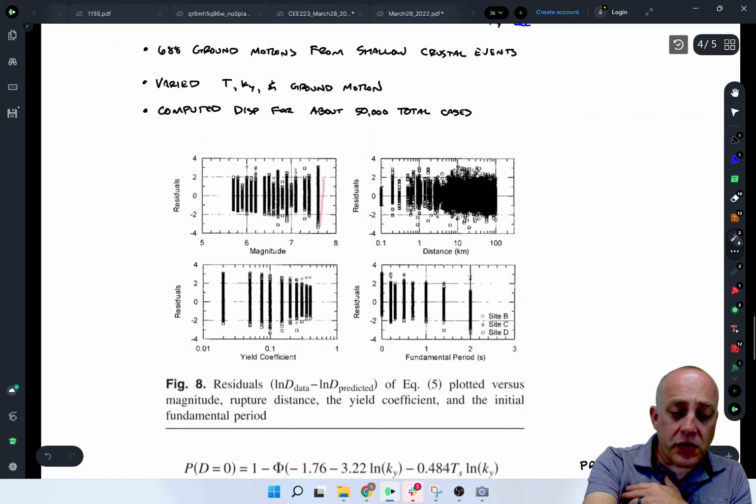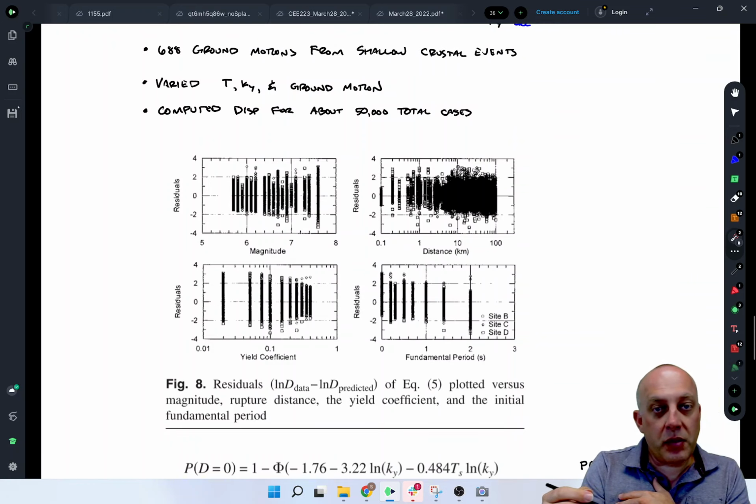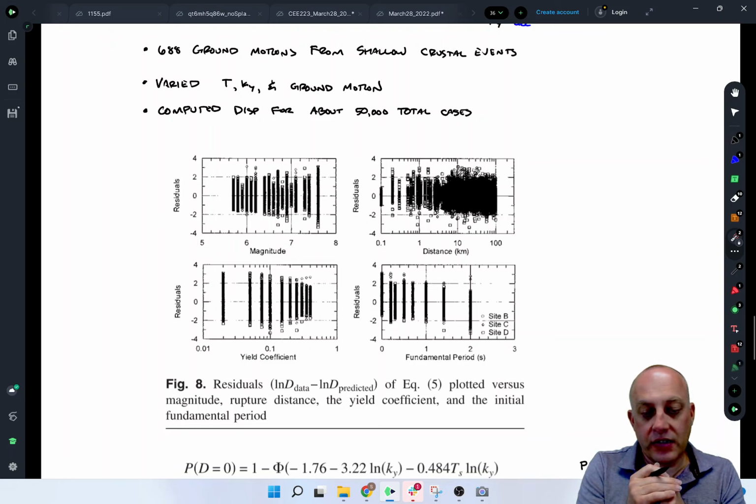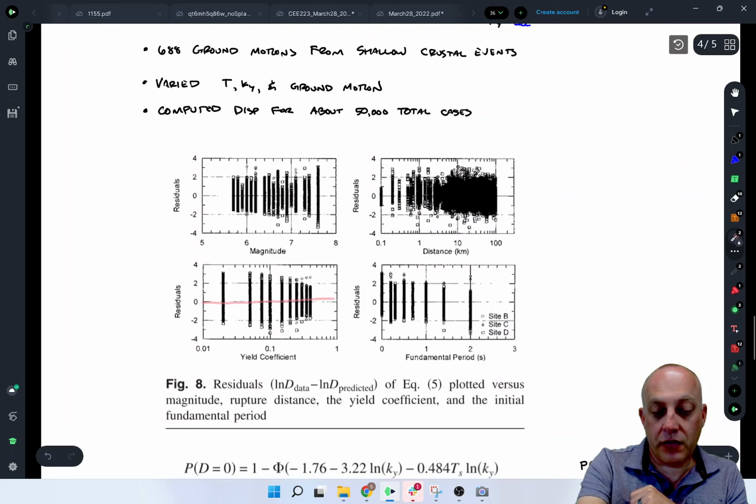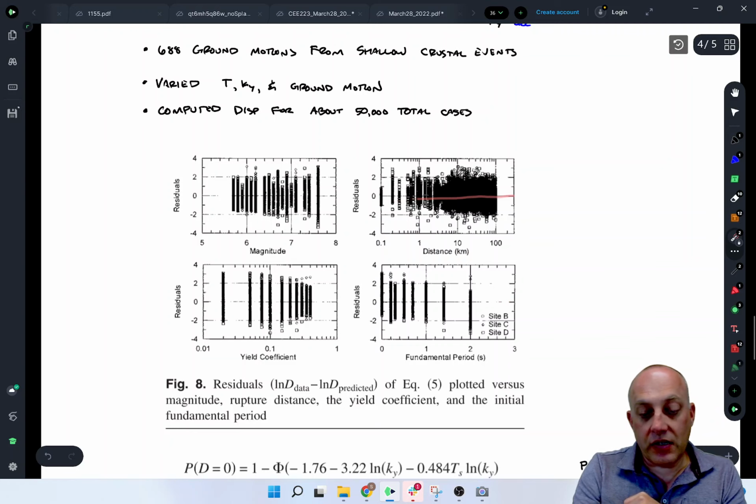So you can see these residuals are pretty big, residuals of 3 or higher. So there's quite a bit of scatter, just because it's hard to capture a single nonlinear time history analysis with some simplified parameters. But you can see overall it's unbiased with respect to magnitude, quite a bit of scatter, but no trend there. Unbiased with respect to the yield coefficient, the natural period of the slope, and also distance.